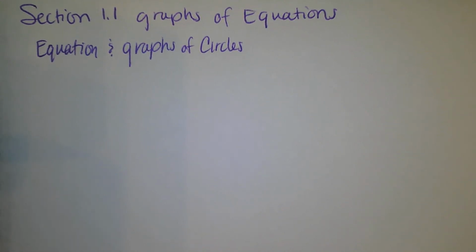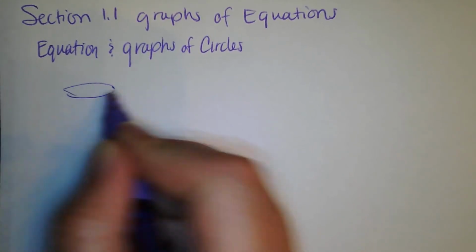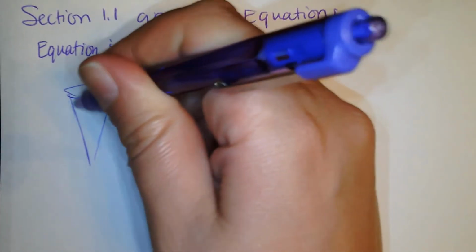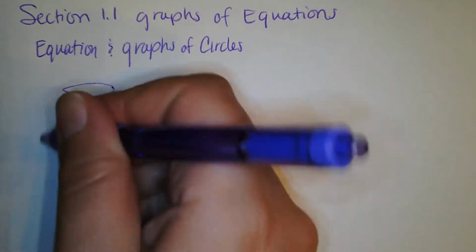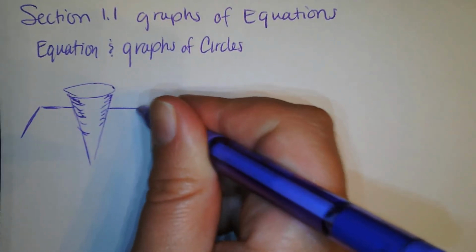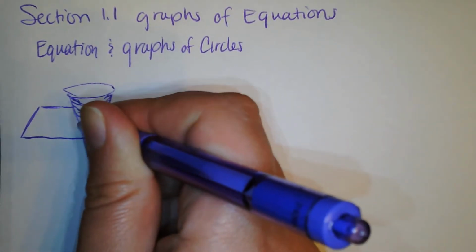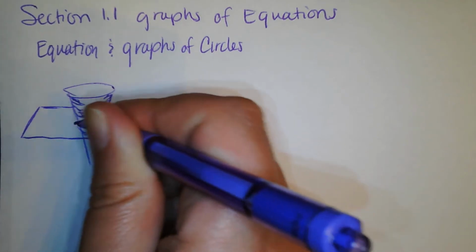Alright, so here's a quick refresher of actually our first section in the book, and it is the equation and graphs of circles. Circles are, like I said, your basic conic section, because if you have that cone, and you have a plane cutting the cone straight across, like right here, it's going to create a circle.